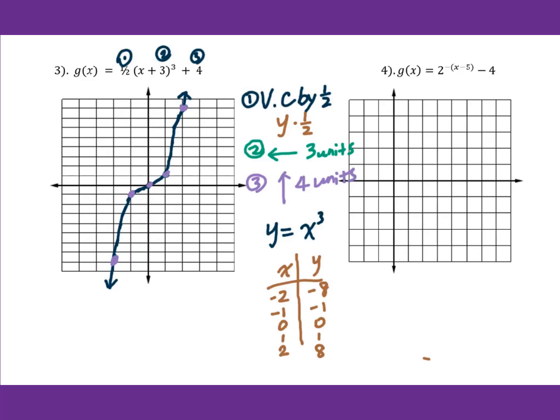For each point, I got to do these 3 transformations. Get started from origin. Vertically compressed by 1 over 2, y coordinate is 0 times 1 over 2, still 0. Then move to the left 3, go up 4: 1, 2, 3, 1, 2, 3, 4. It's here.